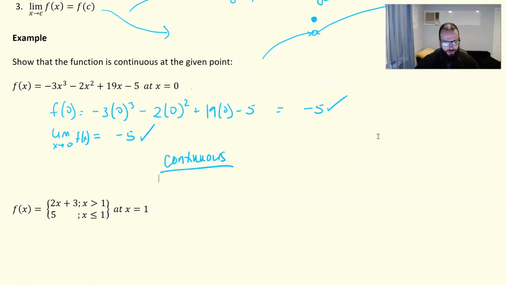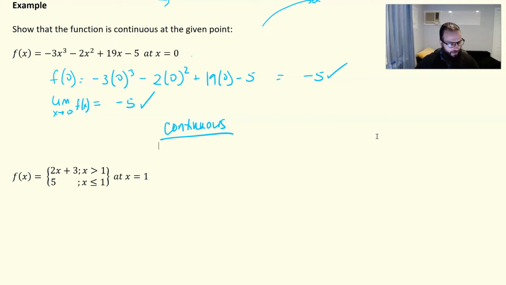Where this gets a little bit more interesting is when we get into a piecewise defined function. What we have here is f of x is 2x plus 3 at x greater than 1, and then 5 at x less than or equal to 1. And I want to know that it's continuous at x equal to 1. So the first thing we're going to do is the f of 1, which falls into this part of our domain, less than or equal to 1. So we know that at that point, our f of 1 is going to be 5.